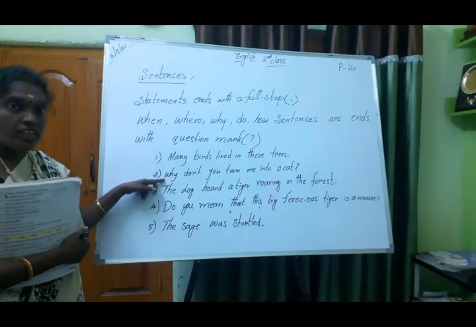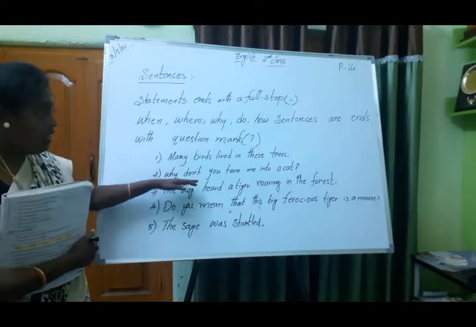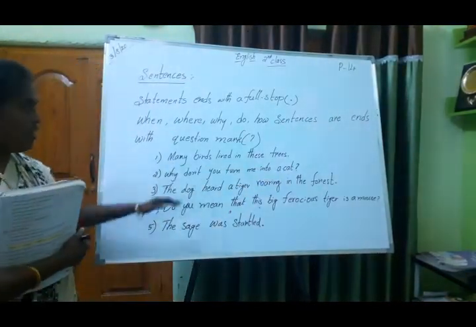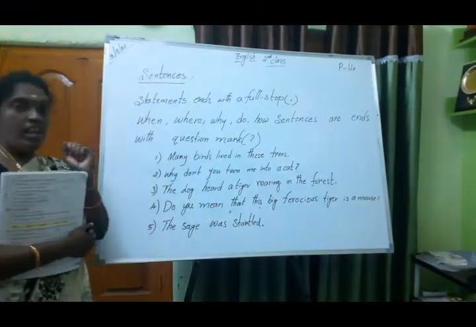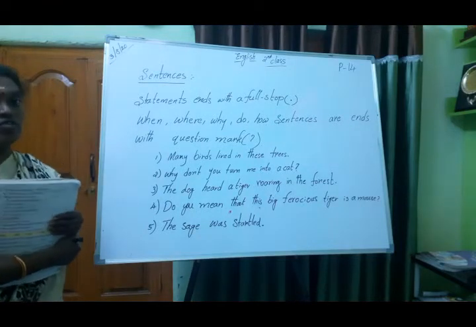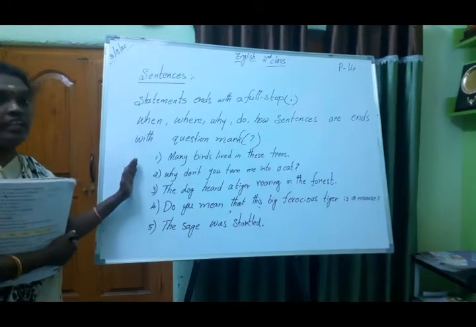Here, the second one is what? The starting word is what, children? Why. The starting word is why. This sentence will end with a question mark. Yes, children? You understand now? Where you have to use the full stop and where you have to use the question mark. Shall I tell again?